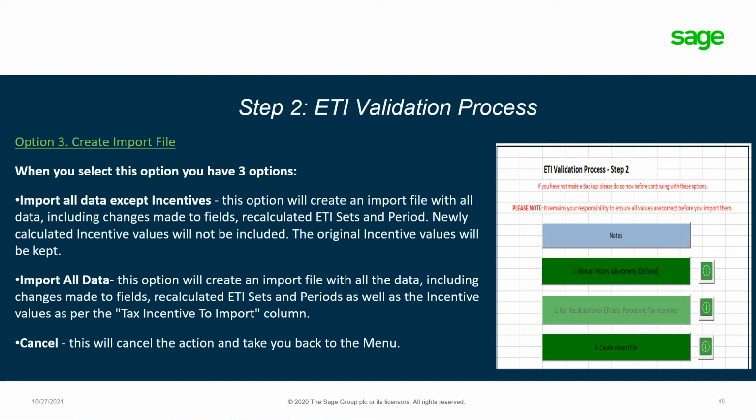The second option is to import all the data. This option will create an import file with all the data, including changes made to the fields recalculated ETI sets and periods, as well as the incentive values as per the tax incentive to import column. The third option is to cancel. This will cancel the action and take you back to the main menu.